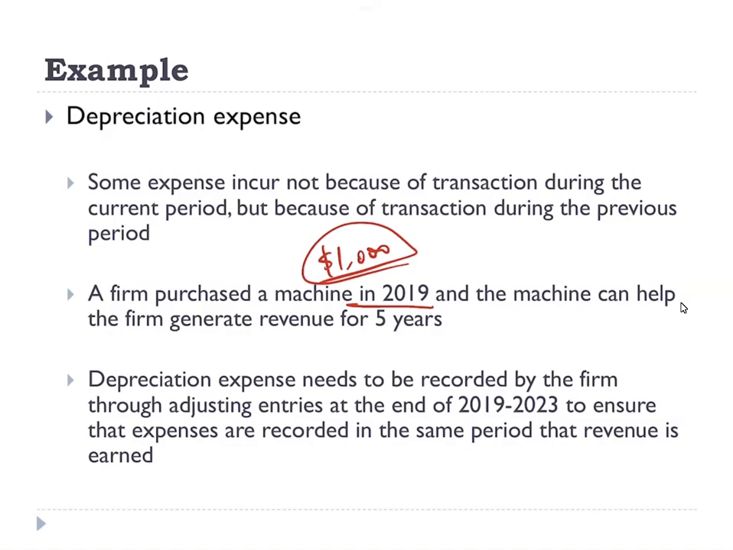What we need to do is, if the machine is serving the firm from 2019 to 2023, we are going to allocate this $1,000 over the 5 years when the machine is serving the firm and recognize it through depreciation expense gradually throughout these 5 years. And this is also because we have that matching principle for expense recognition under accrual-based accounting.